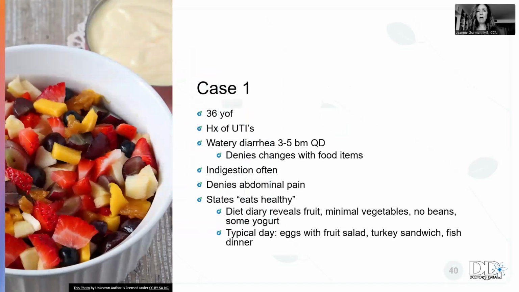Okay. This is our case study. We have a 36-year-old female, history of UTIs, complaining of watery diarrhea, 3 to 5 bowel movements a day, denies that it changes with food, indigestion, abdominal pain, says she eats healthy, looks like a lot of fruit, vegetables, no beans, and we'll talk about that, and some yogurt, so dairy. And then a typical day looks pretty basic.